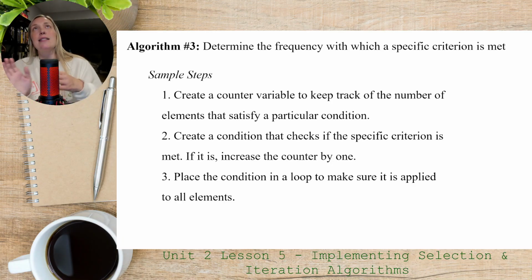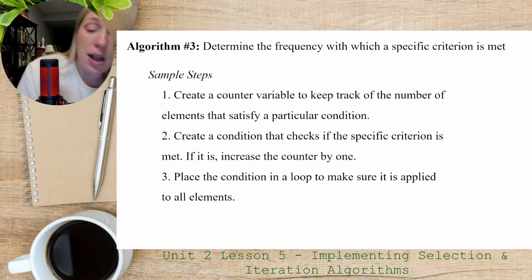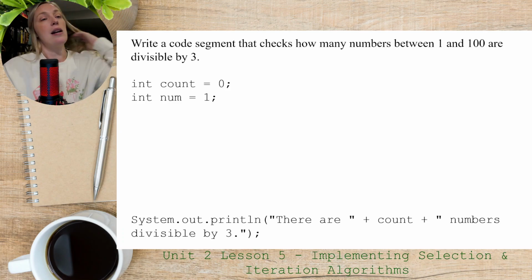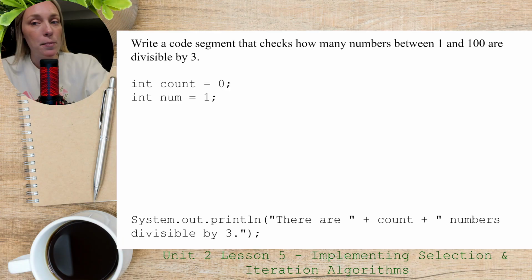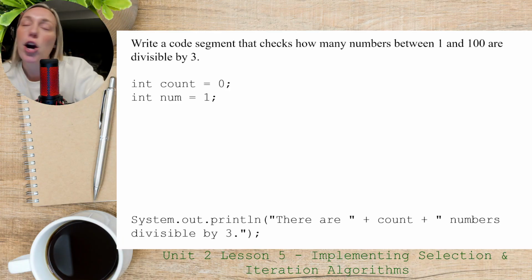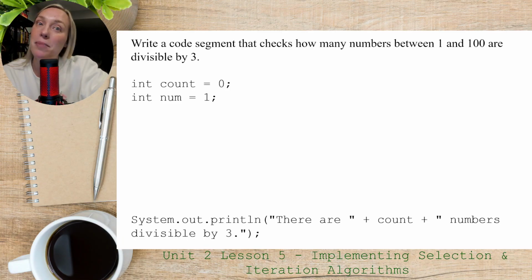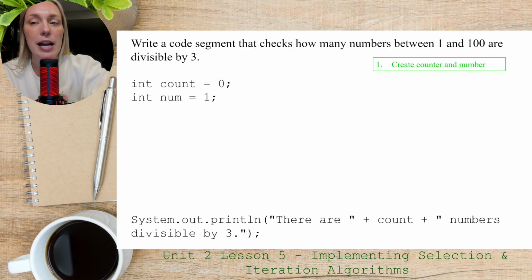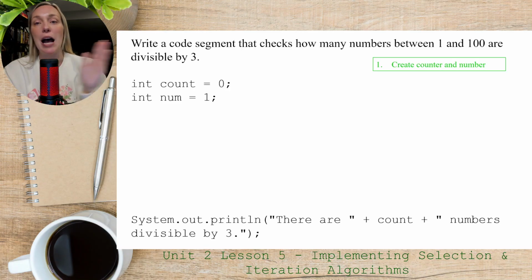Now that is quite a mouthful. This is an algorithm that happens quite a lot with data structures. We're going to apply this a lot to lists and arrays as well. But how can we apply this kind of algorithm to what we already know? Let's write a code segment that checks how many numbers between 1 and 100 are divisible by 3. So this might be something that we can apply right now. So let's write out some sample steps here. We want to create a counter and our starting number because we want to check how many numbers between 1 and 100 are divisible by 3.